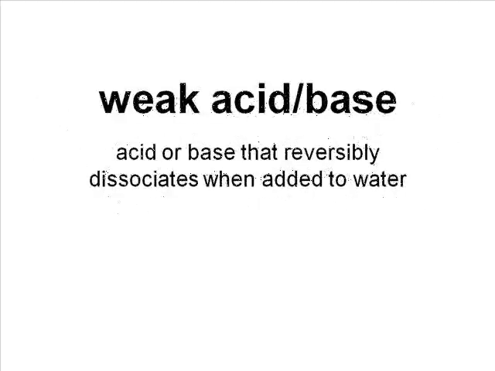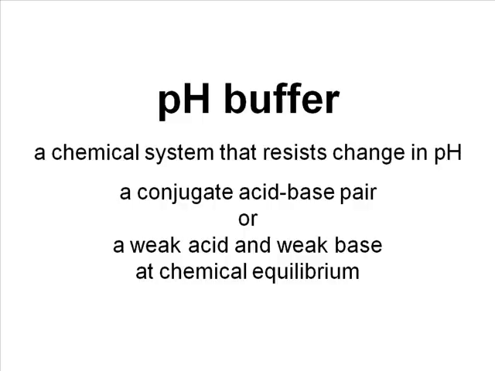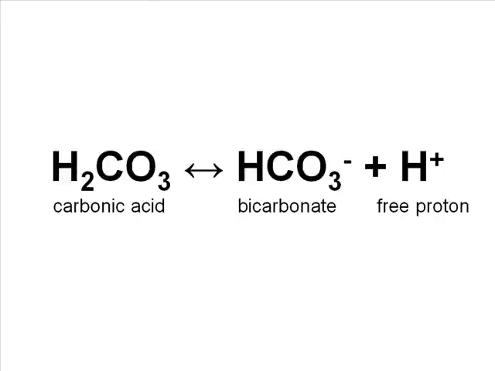Weak acids or bases are those acids and bases that reversibly dissociate when added to water, that don't completely accept or donate protons, and a pH buffer is the chemical system in which we get a conjugate acid-base pair together to resist change in pH. One of the most prominent pH buffers used in the human body is the bicarbonate buffer, in which carbonic acid, the weak acid, dissociates to form bicarbonate, the weak base, and a free proton, reversibly, so that bicarbonate and the free proton can combine to form carbonic acid. You should know this chemical reaction in my classes.